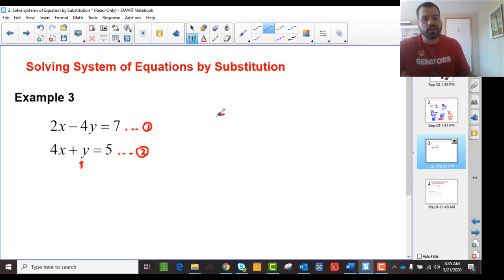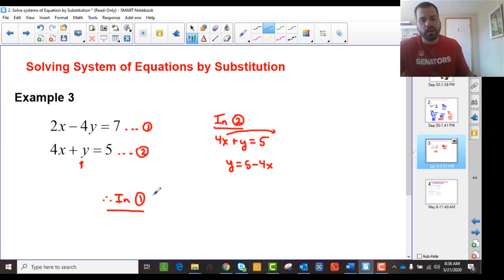So I'm going to say in equation 2, and you don't have to number them necessarily, it just helps sort of order what we're doing. We're going to go 4x plus y equals 5, and then we're going to bring this 4x over there. So we're going to say y is 5 minus 4x. And then we're going to say, therefore, in equation 1, then, we're going to make our substitution.